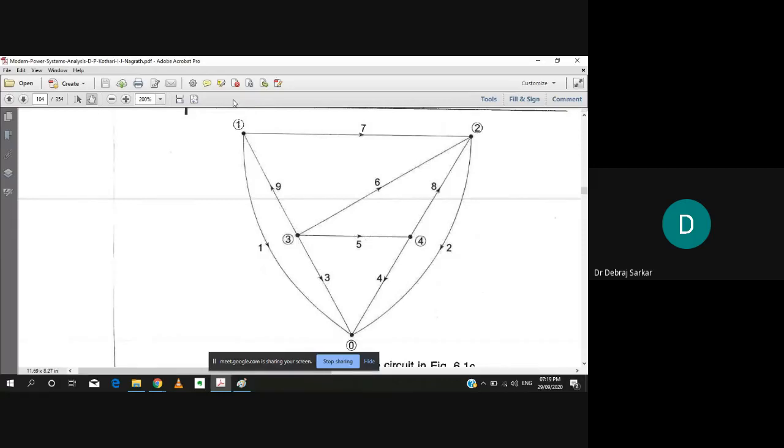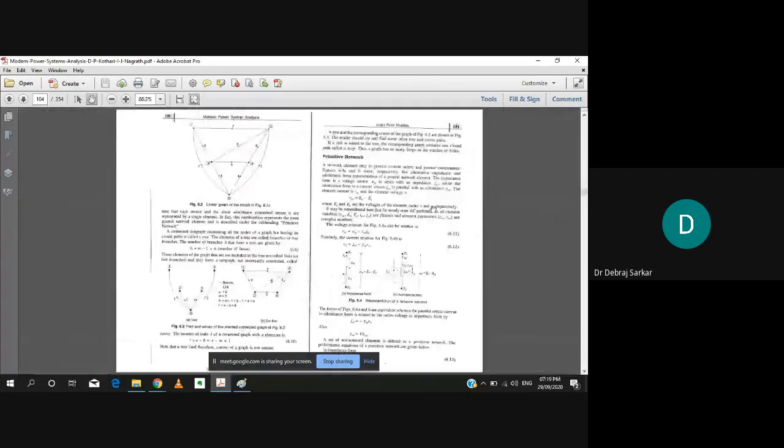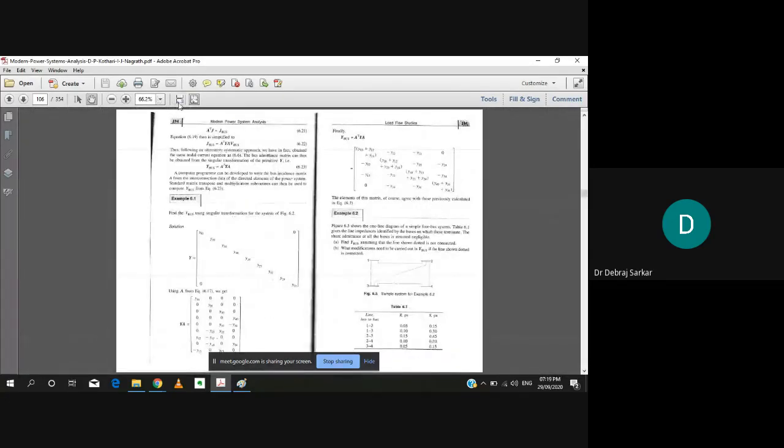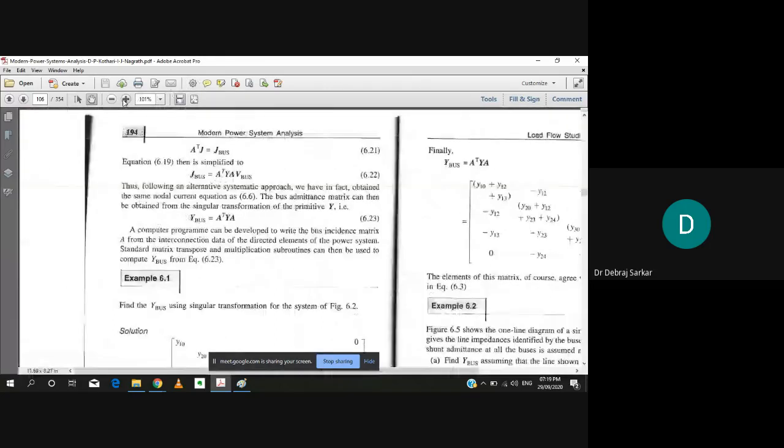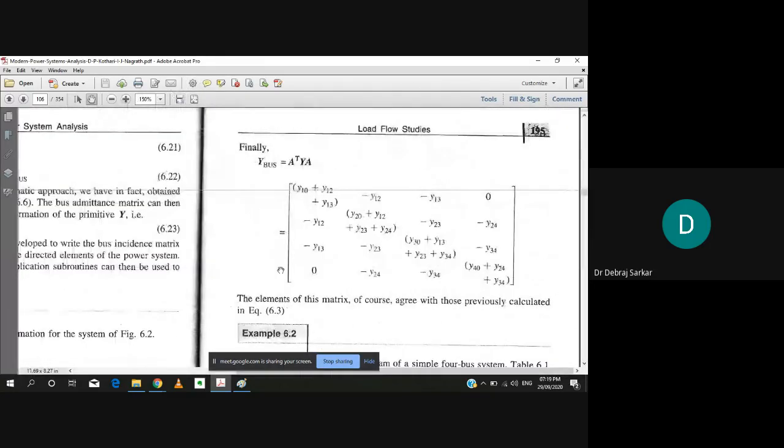Okay, this is the graph, and this is the answer. This is the Y bus matrix. This is the answer. Just try to do it and see whether you are getting the same answer or not.